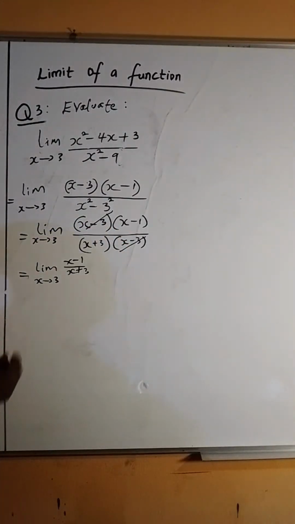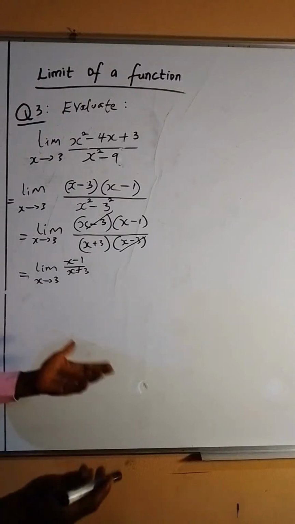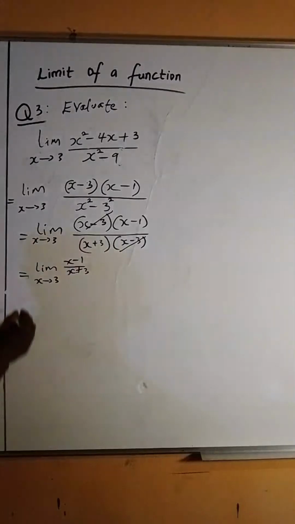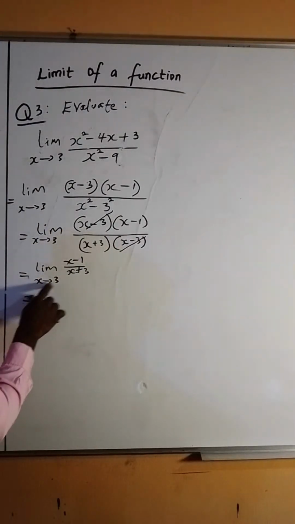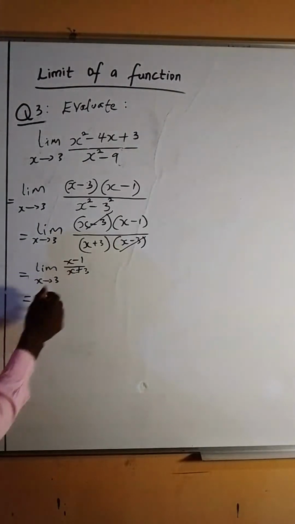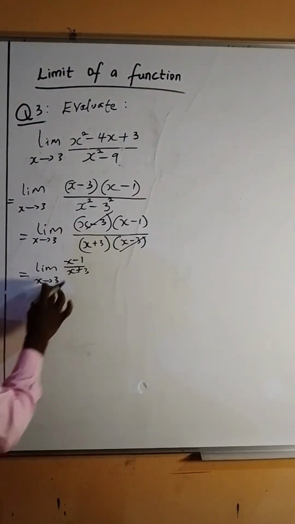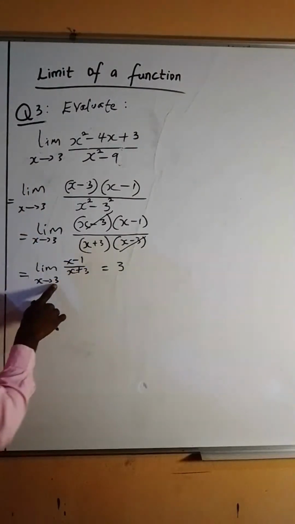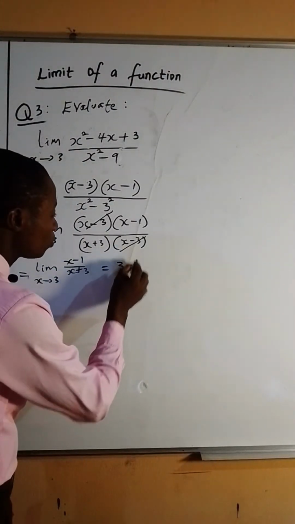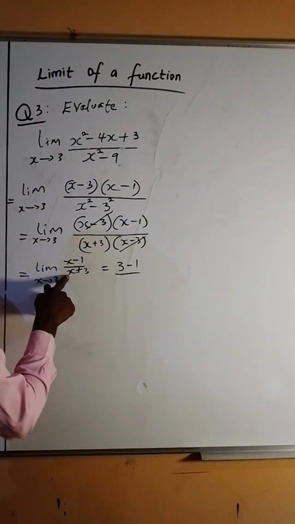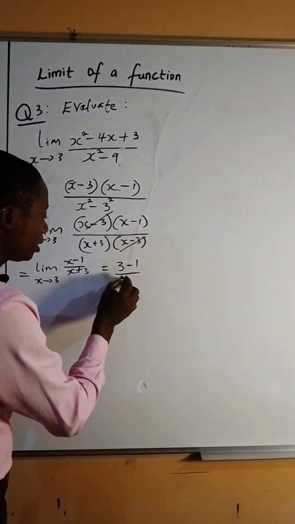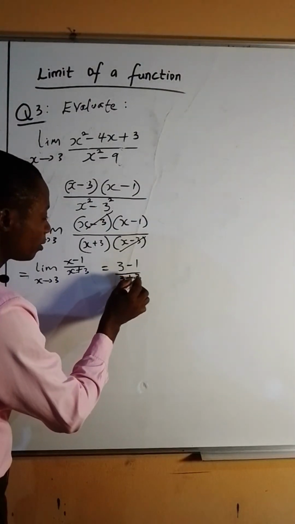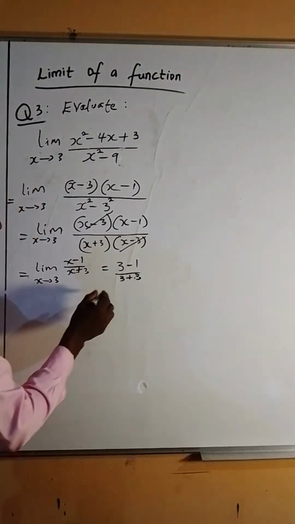Now, we have the freedom to substitute again. We can substitute for 3. So if we substitute for x here, this now becomes 3, because our x is 3 here, minus 1, divided by x again, which is 3, then plus 3.